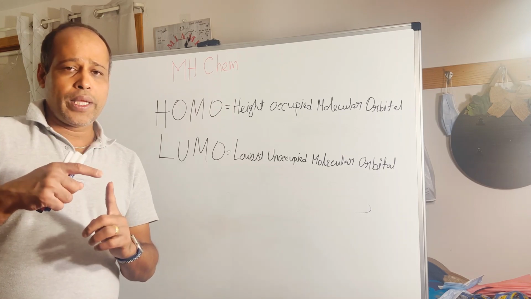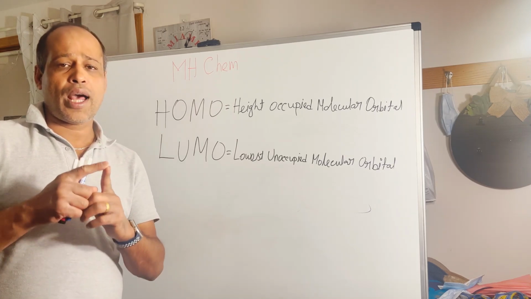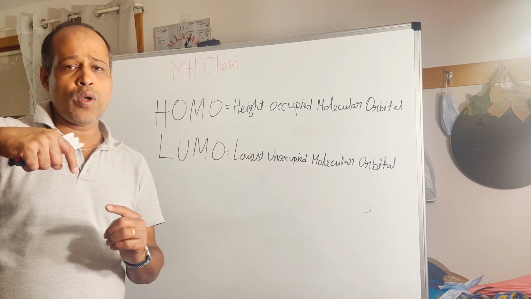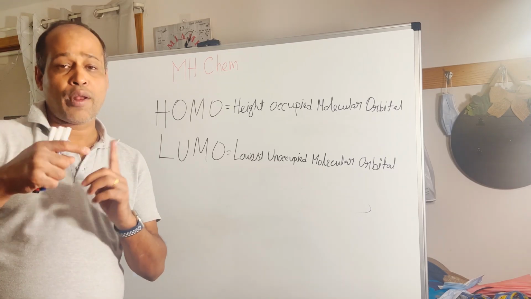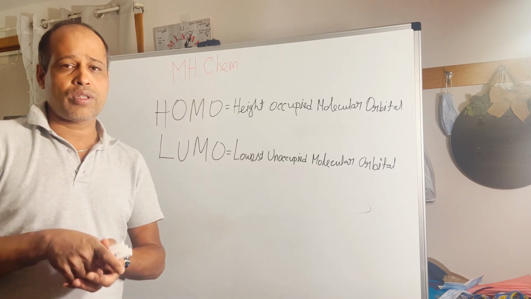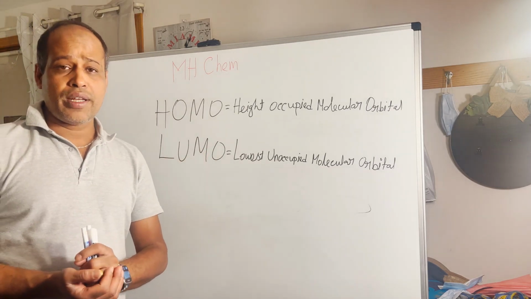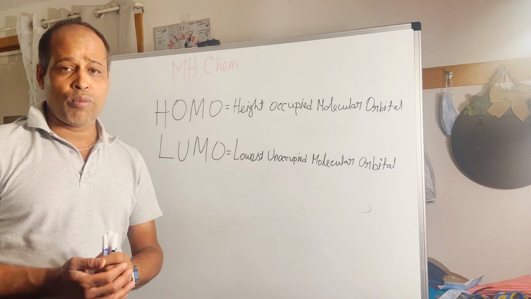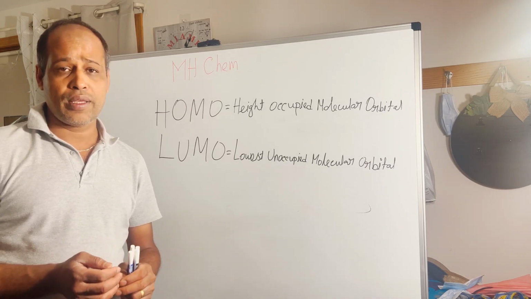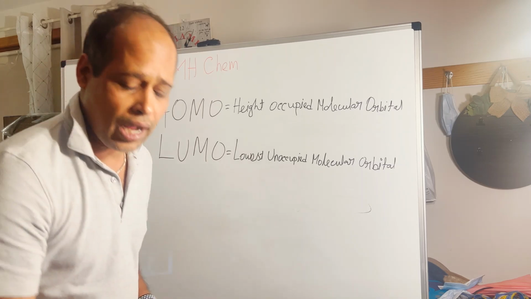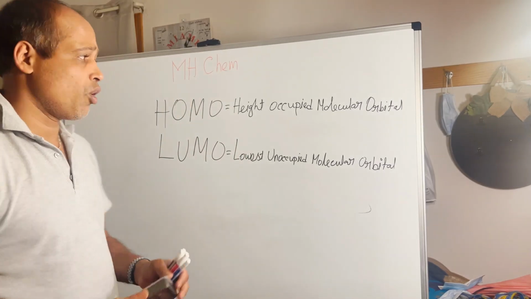But LUMO is the lowest unoccupied molecular orbital. Lowest means energetically low, but unoccupied means there is no electron. So that's why it is called LUMO, L-U-M-O. You will understand if I explain HOMO and LUMO with the butadiene molecule, then you can predict which is HOMO and which is LUMO. Let's see how they are forming HOMO and LUMO.